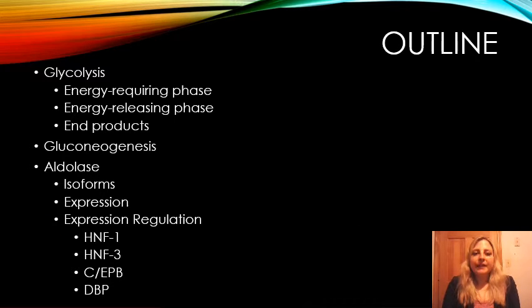Today I will be covering the process of glycolysis, including the energy requiring phase, energy releasing phase, and the end products. Next, I will be discussing gluconeogenesis and the multiple sources of molecules this process uses. Then I will discuss the enzyme aldolase. This will include the isoforms, expression, and regulation of expression by HNF1 and 3, C/EBP, and DBP.